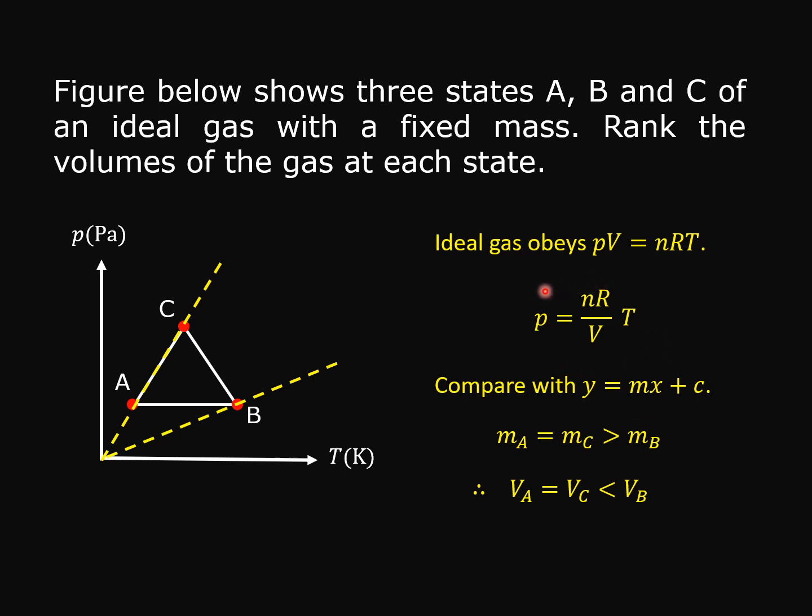Since we know from the comparison between these expressions and the equation of a line that the gradient M is bigger if V is smaller, and when M is smaller, V is bigger, from this relationship of the gradients we can know that the volume of the gas at state A must be the same as the volume at state C. And these two volumes should be smaller than the volume at state B. So this is the rank of the volumes of the gas at states A, B, and C.